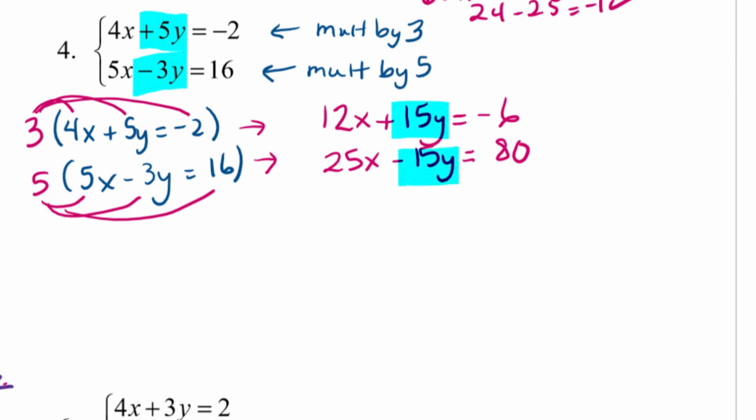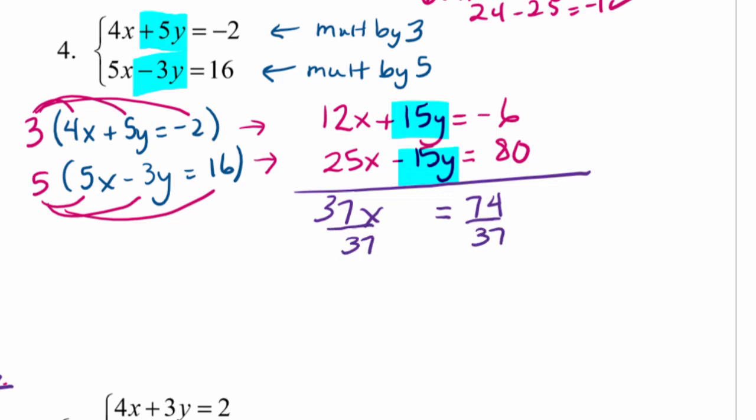Okay, so now we're going to go ahead and add them like we did before. See the whole purpose there? Okay, so here we now get 37x, and then here we get 74. And now we're going to divide by 37, so x equals 2. Okay, that's cool. And now we get to pick for the second variable, right? Which equation would you like to substitute x into?